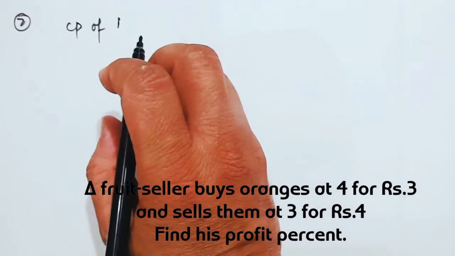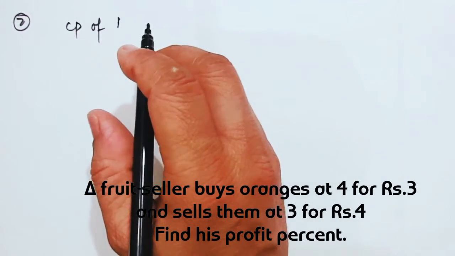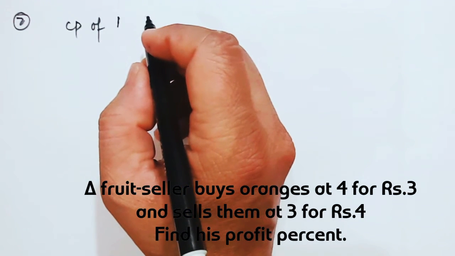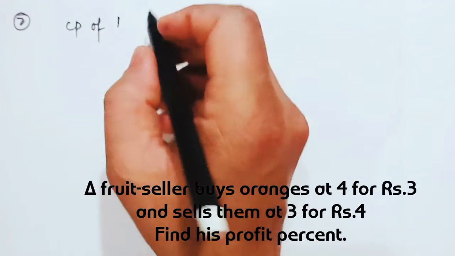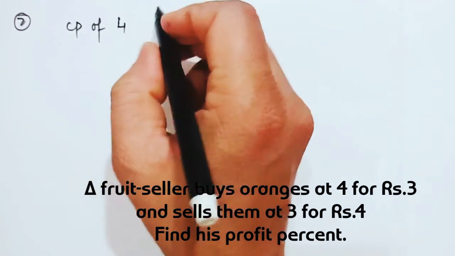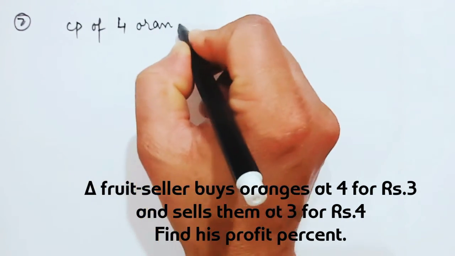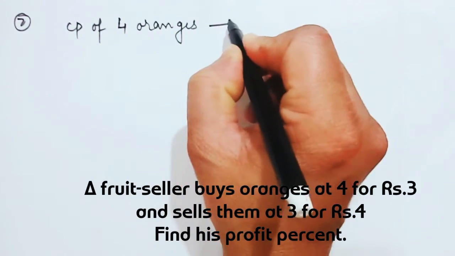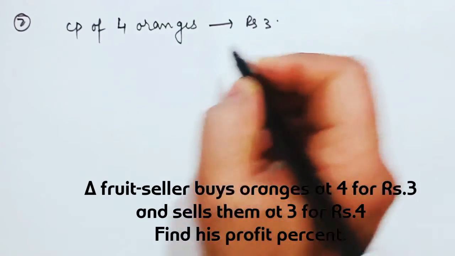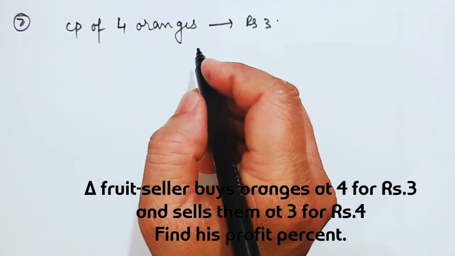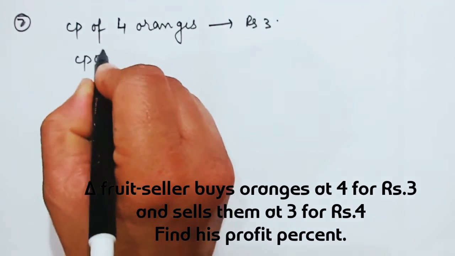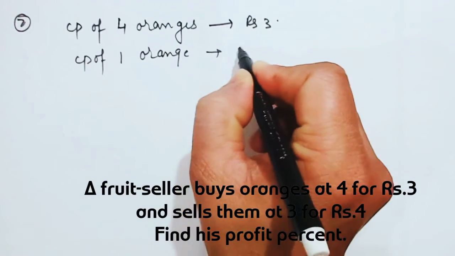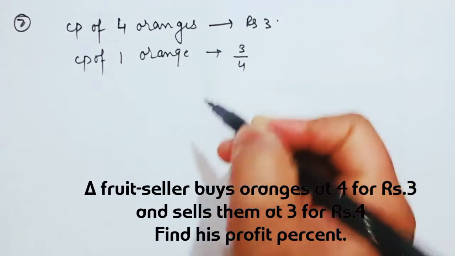So the cost price of 4 oranges is equal to rupees 3. So what will be the cost price of 1 orange? It will be 3 by 4. Simple, unitary method.